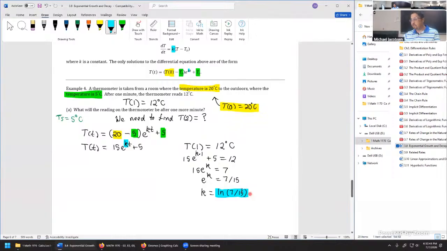So we take that k, now we plug it back over here. So the notes kind of crisscross as you go through this process. Plug it back here, and now temperature at any time is 15 e to the power of t times natural log of 7/15. Then drop out of the exponent part and go plus 5.